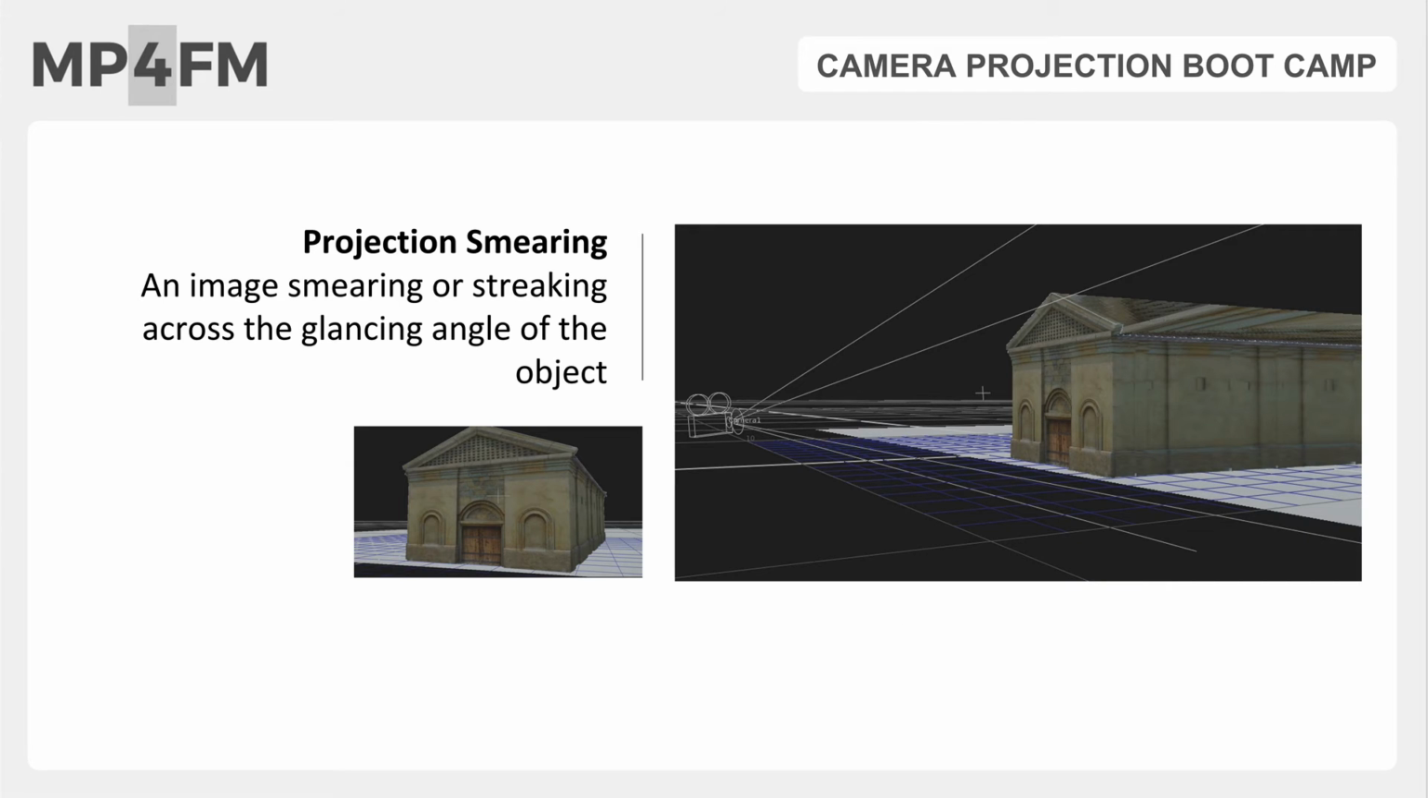Projection smearing is where the matte painting is smearing or streaking across the glancing angle of an object. So this right here is kind of the glancing angle of the object. It's really thin right here. And so if this is the matte painting, it looks great from this point of view. But when you move around the object, you can see, like up here on the roof and across here on the side, it's starting to smear, like this window right here is starting to smear across.